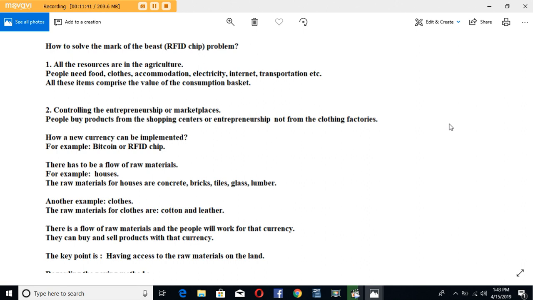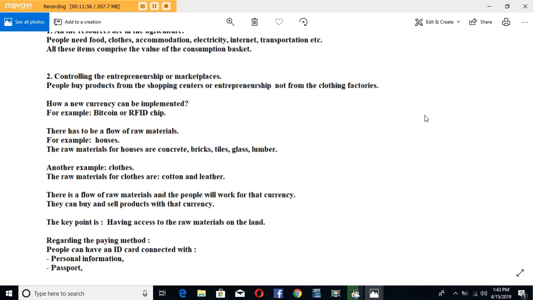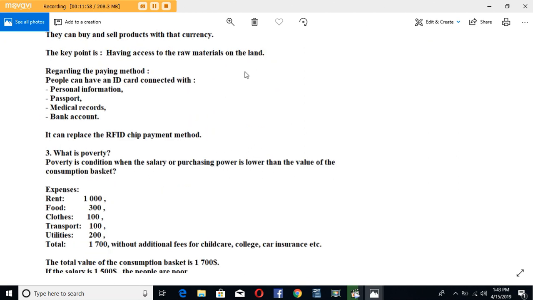There is a flow of raw materials and the people will work for that currency. They can buy and sell products with that currency. The key point is having access to the raw materials on the land. Regarding the paying method, people can have an ID card connected with personal information, passport, medical records, bank account. It can replace the RFID chip payment method.